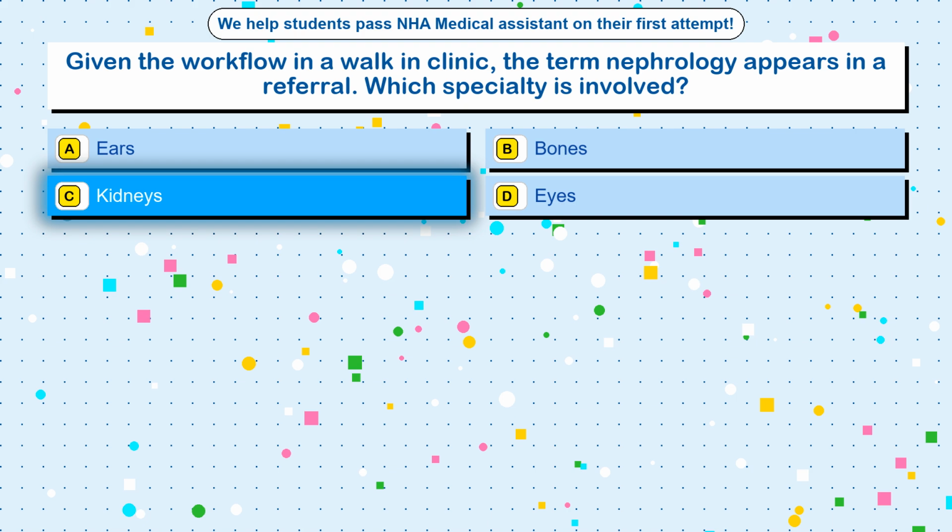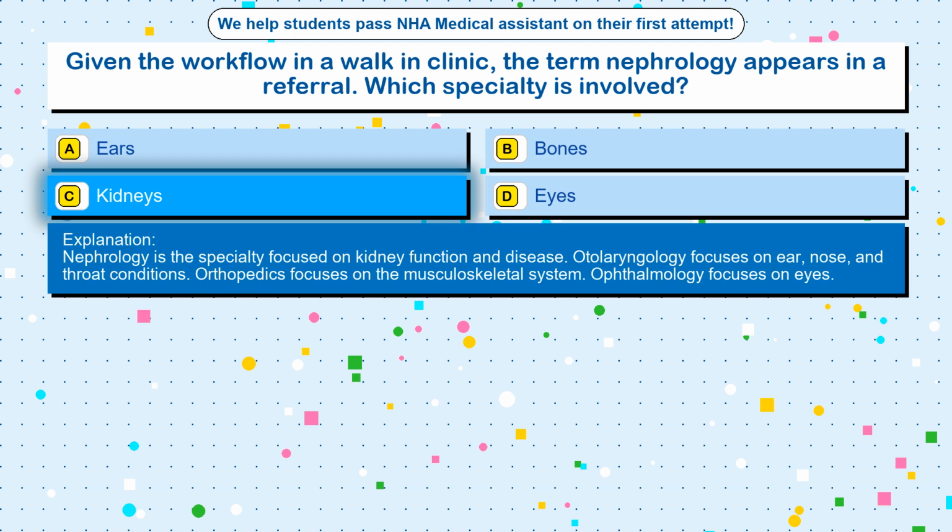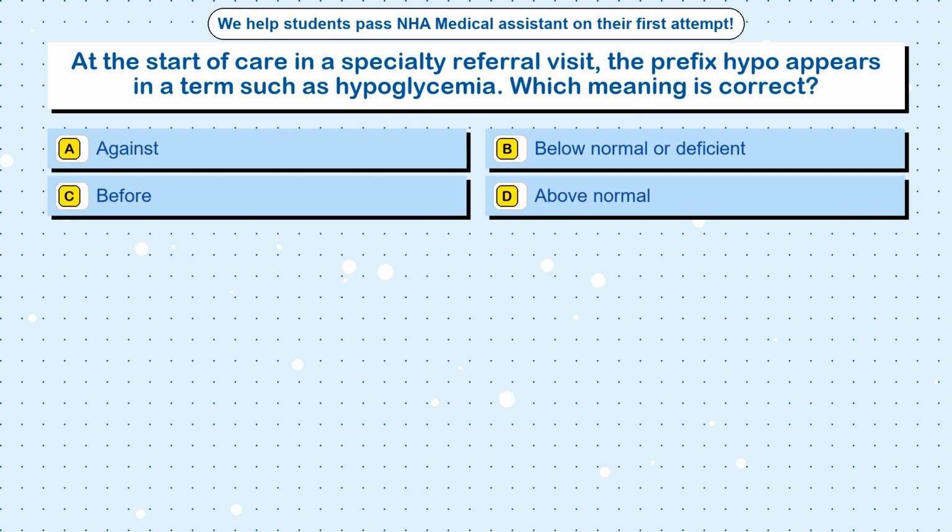Kidneys. Nephrology is the specialty focused on kidney function and disease. Otolaryngology focuses on ear, nose, and throat conditions. Orthopedics focuses on the musculoskeletal system. Ophthalmology focuses on eyes.